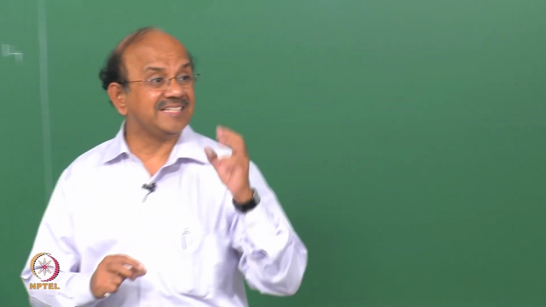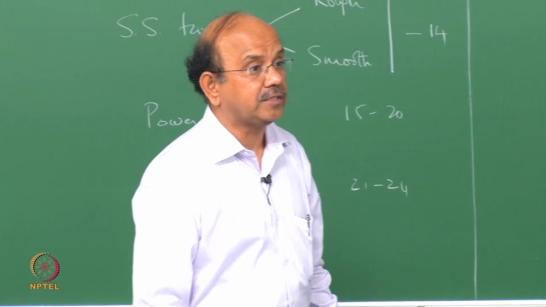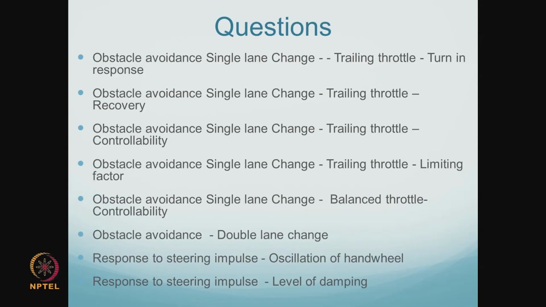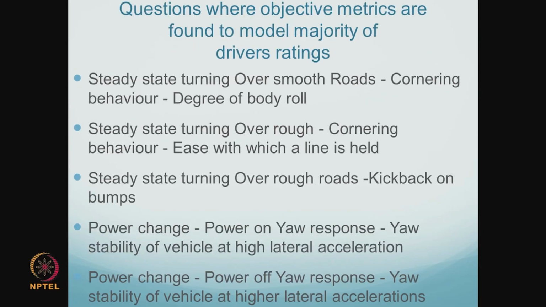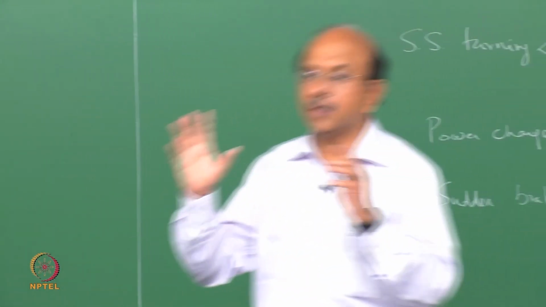That's why how you design a questionnaire is important. What type of relevant questions are you asking? The questions where objective metrics are found to model the majority of the driver ratings are given here. Go back and look at the thesis by Ash. You will do more about these questions. From these 49 questions, a few of them become important.